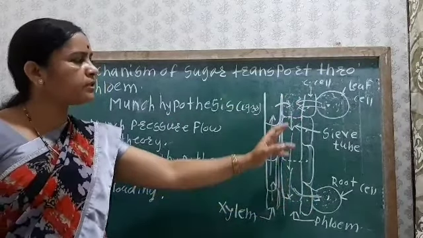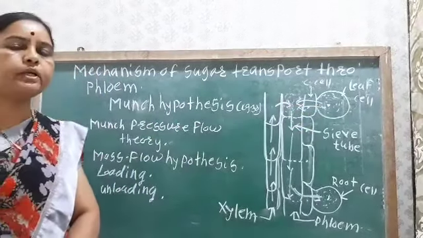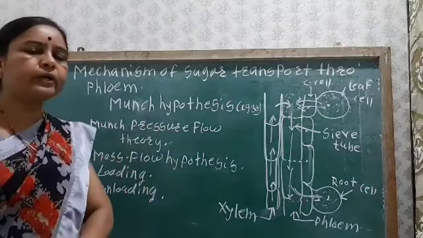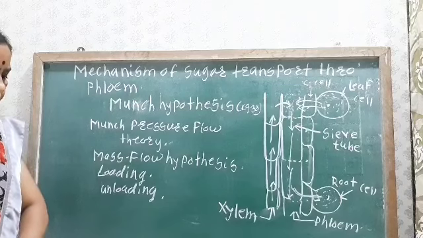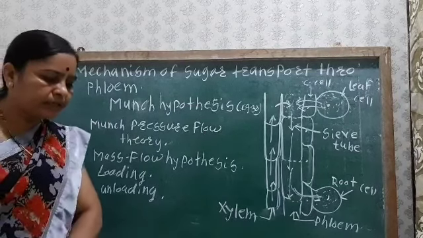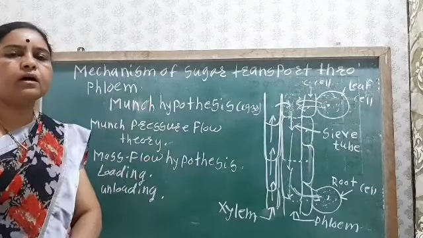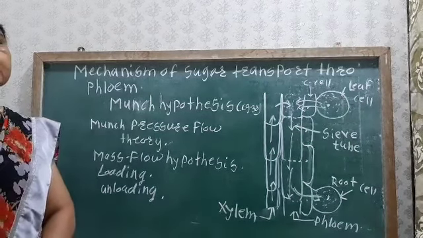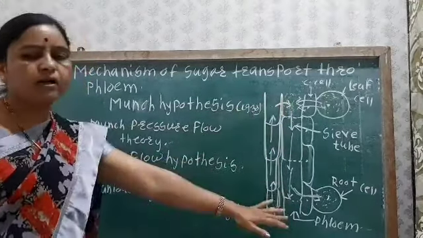It does not explain how the movement of the food takes place upward. So here this theory is unable to explain the bidirectional movement of the food. Okay, so here it is also unable to explain the lateral transport of the food. How the lateral transport of the food takes place is not explained by this hypothesis or by the Munch pressure flow theory. Here it is only explained how the movement takes place in the downward direction.